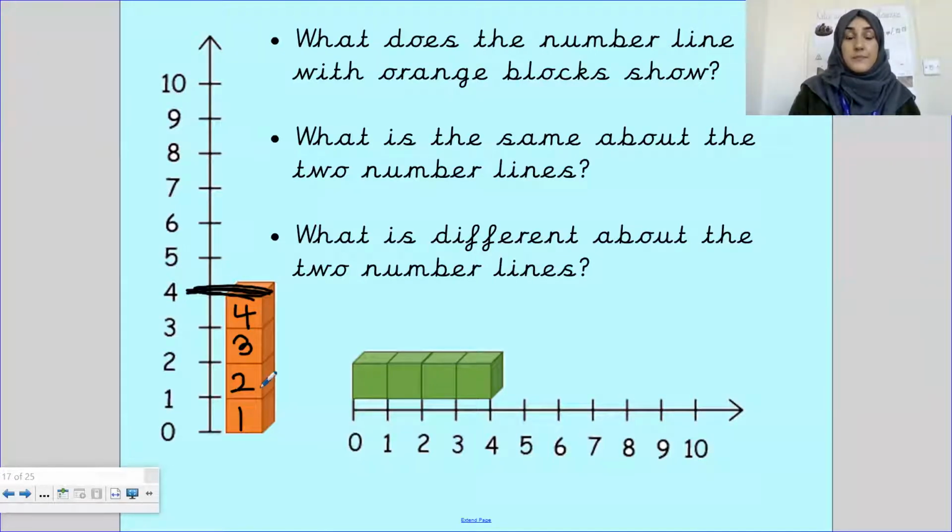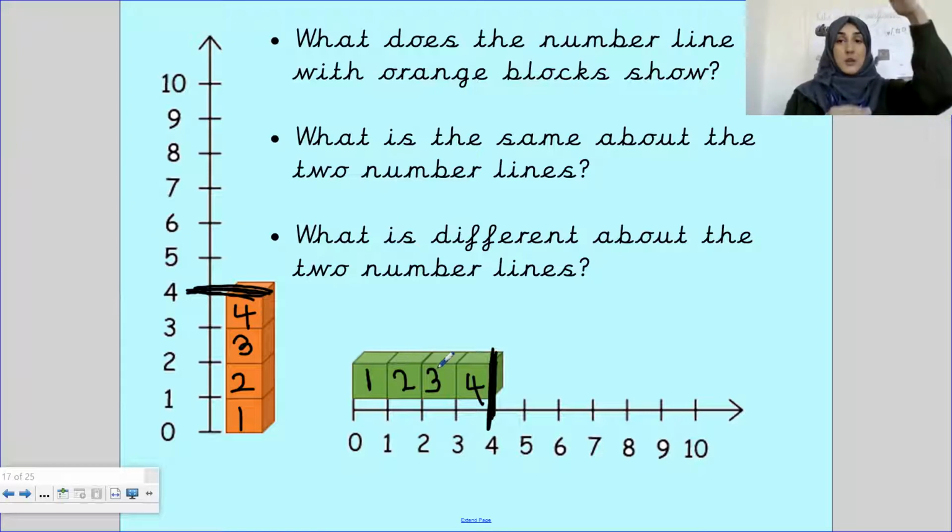Now, what is the same about the 2 number lines? Have a think. What is the same is that they both start from 0 and they both go up 1, 2, 3, all the way up to 10. And what is the same is that there are 4 blocks. So let's count how many blocks there are in the green blocks. 1, 2, 3, and 4. So again, there are 4 blocks, and it's a bit like a ruler. It's measuring the height. The height is how tall something is.